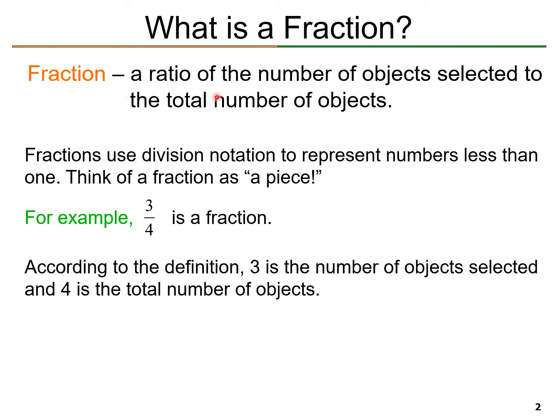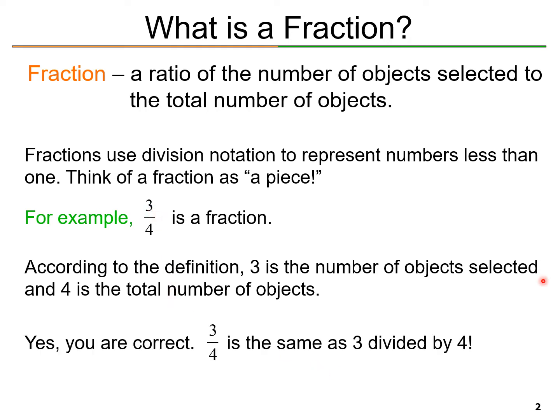According to this definition up here, 3 is the number of objects selected. And according to this definition, 4 is the total number of objects. So 4 is the total number of objects that we can possibly select. And in this particular fraction, we actually selected 3 of that 4. Yes, you are correct. 3/4 is the same as 3 divided by 4.